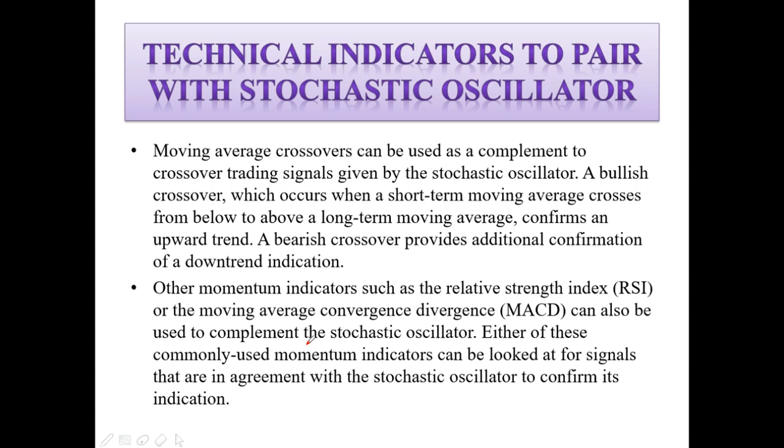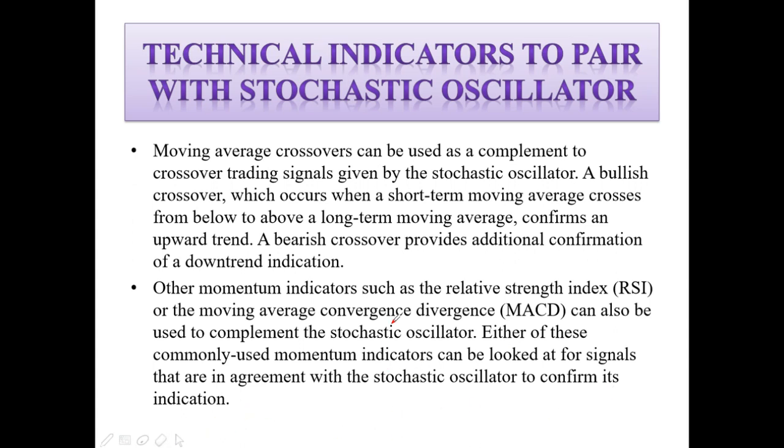When you want extra confirmation, whether you are doubtful and you don't want to rely specifically on one indicator itself, because having an extra confirmation means you can make safe trades and with less risk. Now, other momentum indicators such as relative strength index or the moving average convergence divergence can also be used to complement the stochastic oscillator. Either of these commonly used momentum indicators can be looked at for signals that are in agreement with the stochastic oscillator to confirm its indication.